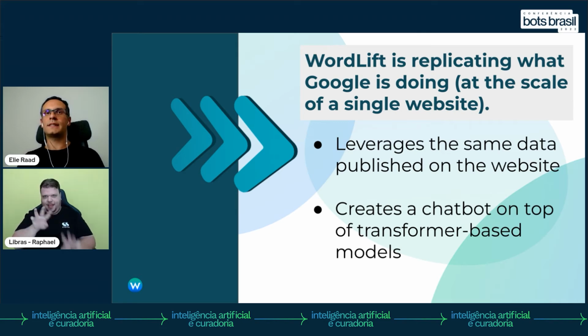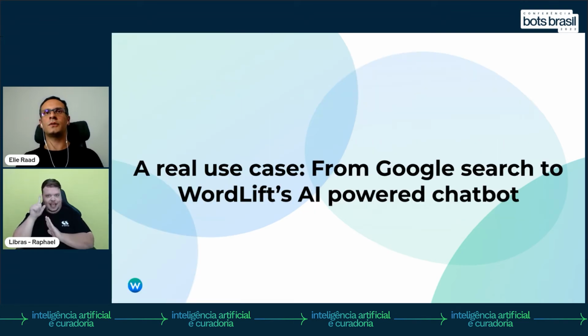We do leverage the same data published on the website to do the same things that Google is doing on the search page. And using the same data that the website is already publishing to rank higher from an SEO perspective, this is the same data that we use in order to create a chatbot or a conversational AI channel. So there is no additional effort for the users in order to do this.